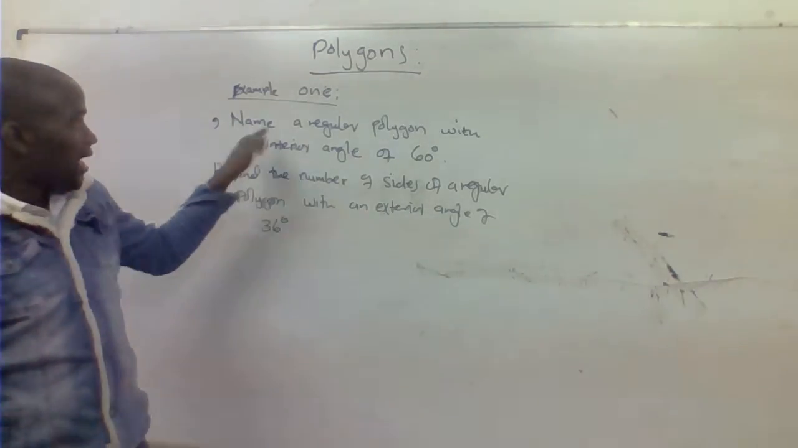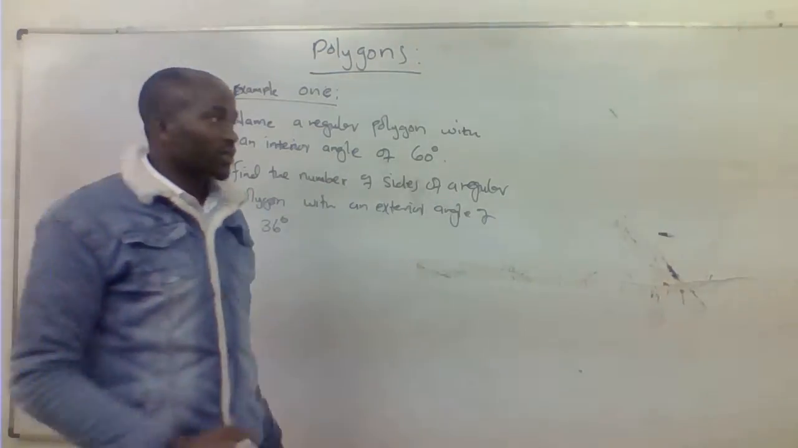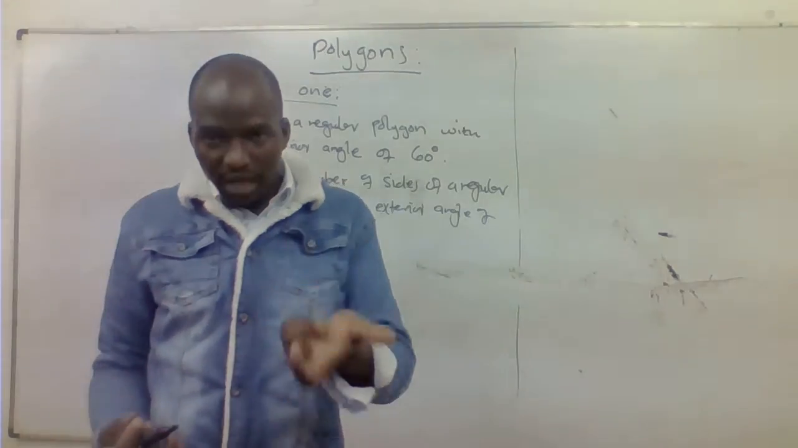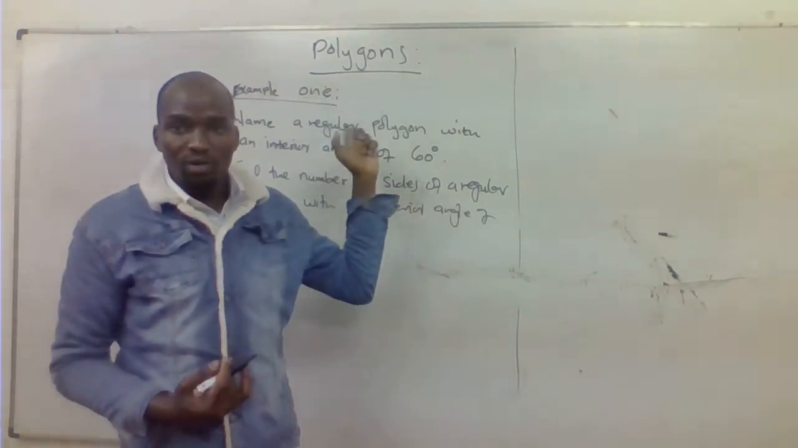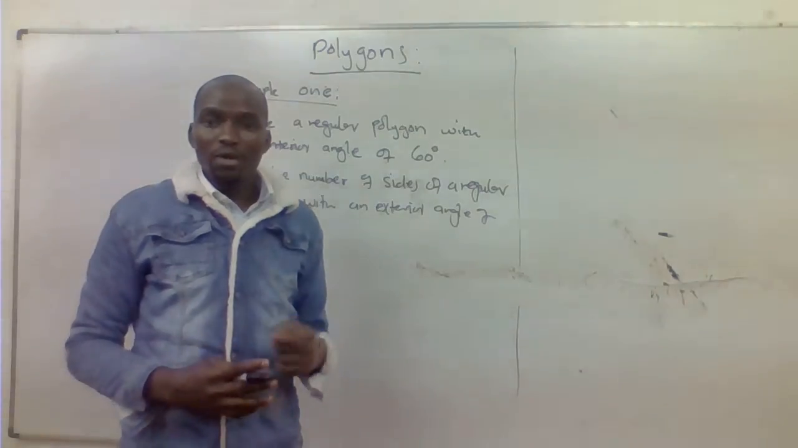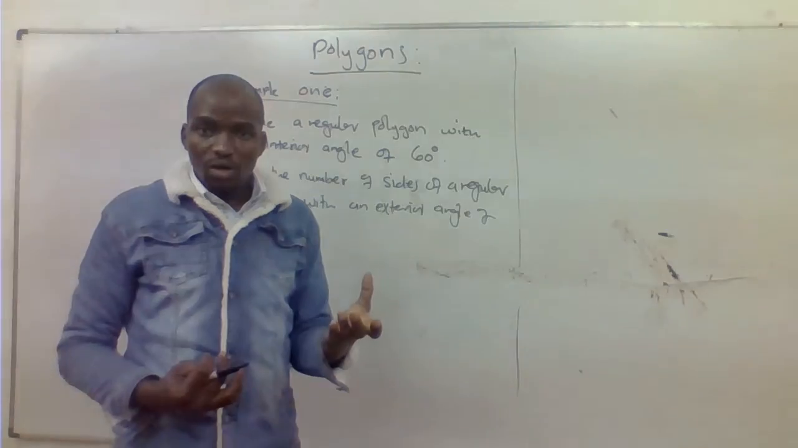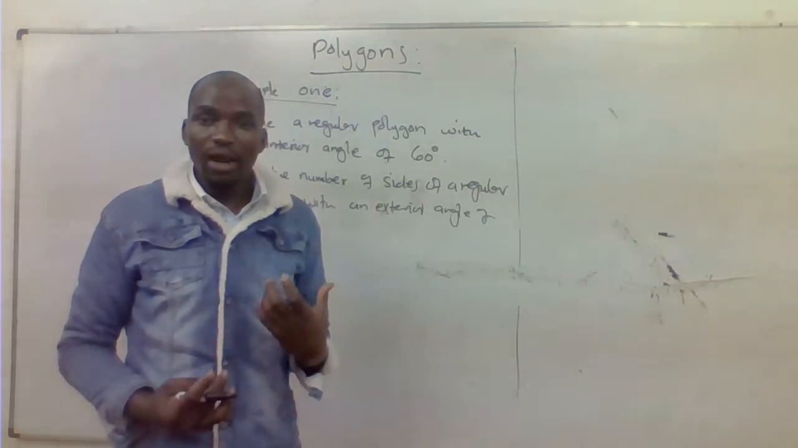To name a regular polygon with an interior angle of 60 degrees. Now, from the concept that we have learned, for us to solve this question, or to know the type or name of this given polygon, we need to remember point number 5. That is, if you take the sum of interior angle and exterior angle, you're supposed to get 180.